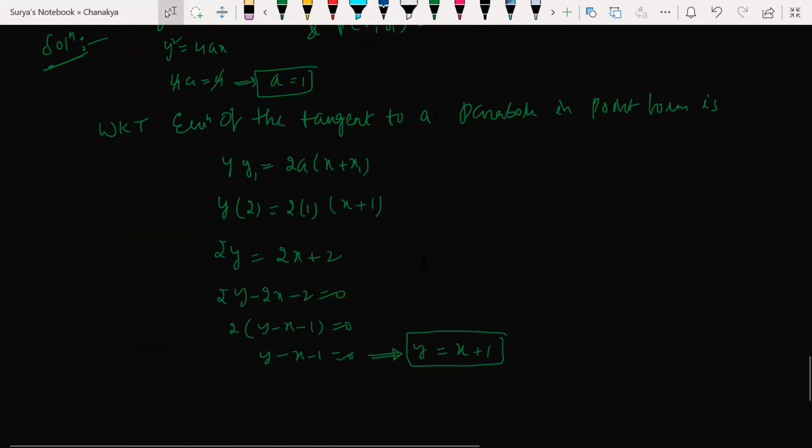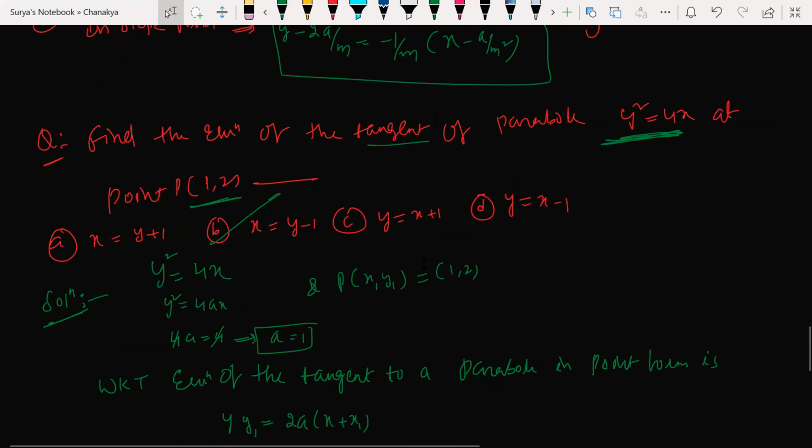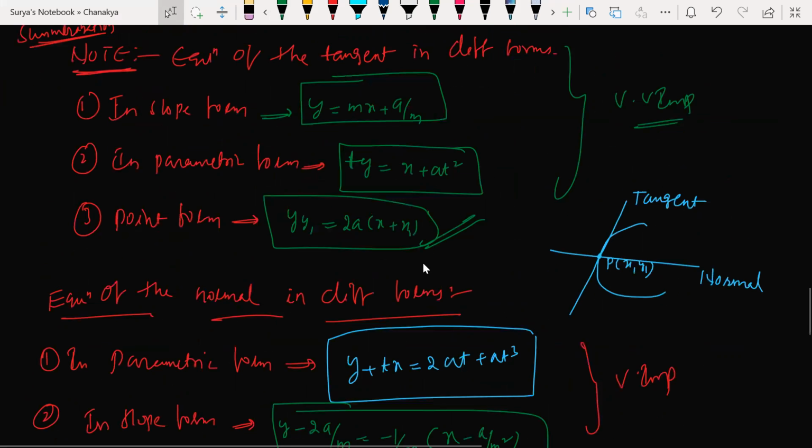Sir, can we use all the forms to find out the equation of the tangent? Yes, of course. You can use any form here. You can use any form to find out the tangent equation, and you can use any form to find out the normal equation as well. Among these three forms, you can still use any form to find out the tangent equation.